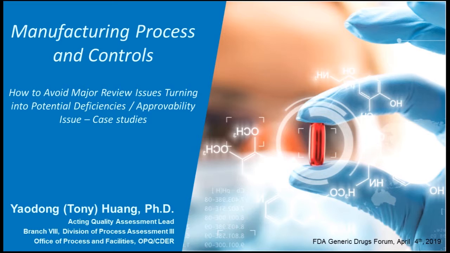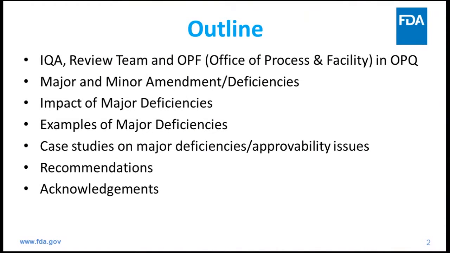Okay, here is what I'm going to go through. First, I will do some promotion for my office. That's part of my responsibility. Then I'll go through fairly briefly the major and minor deficiencies, their definitions, and some examples. They are all in the most recent guidance for industry. Then I'll move on to the butter and bread section of this presentation, the case studies. I have 8 cases for you to take a look and consider. And at the end, I'll give some recommendations from my personal perspective.